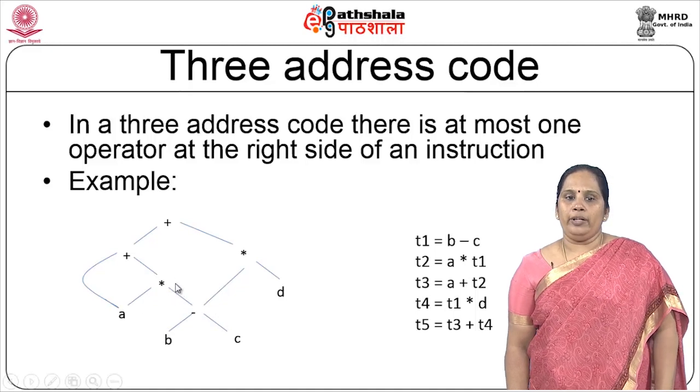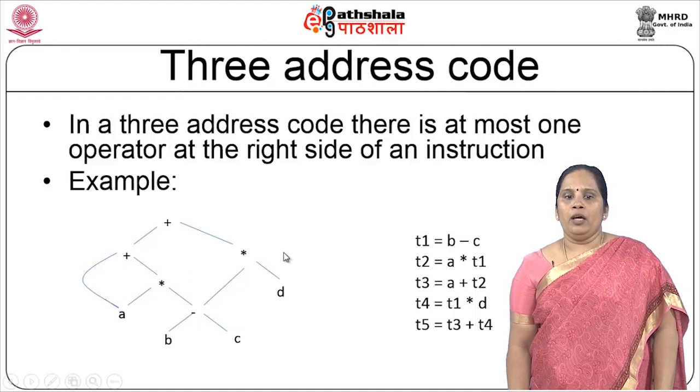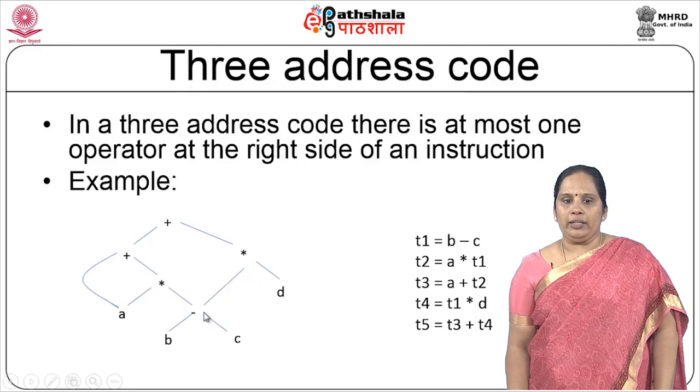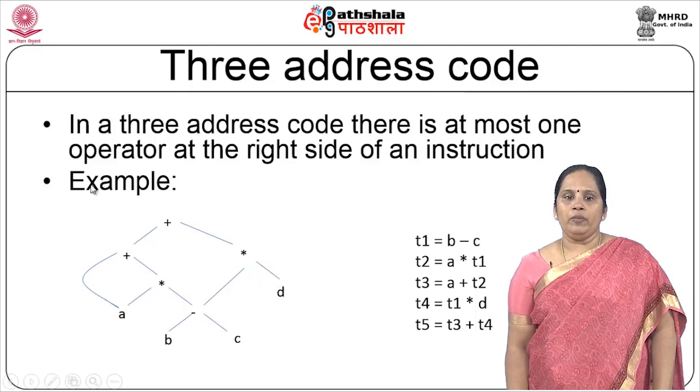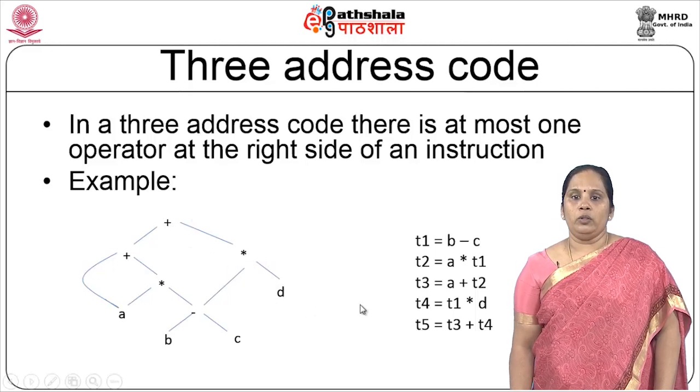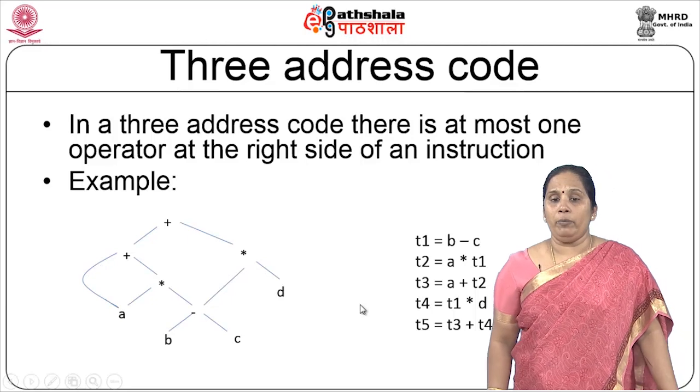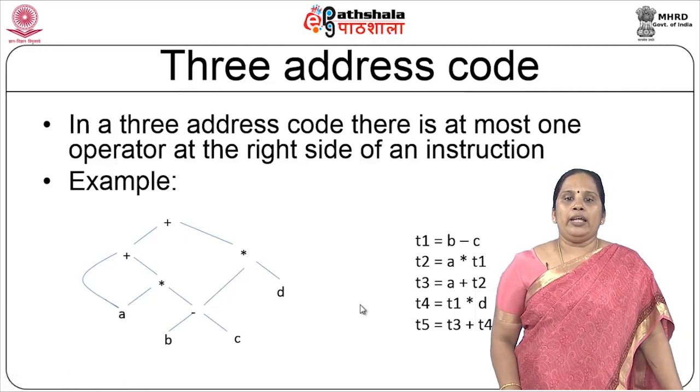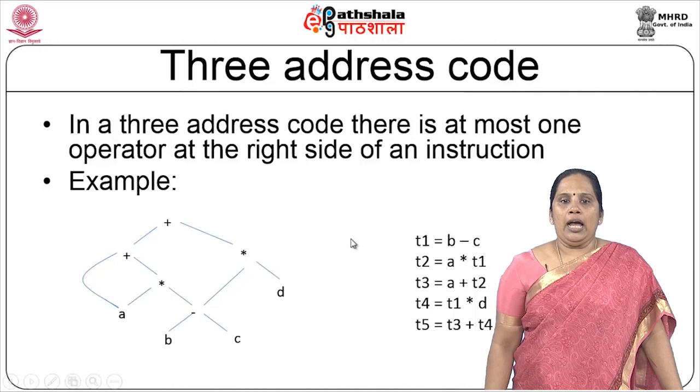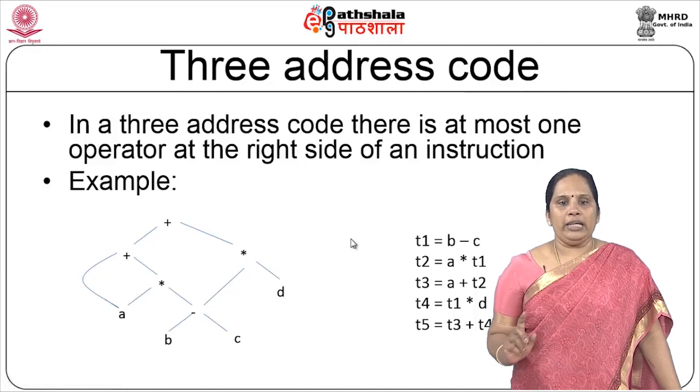So a into t1 is given to t2, and to compute this I can directly do it right away here, which is nothing but t3 is equal to a plus t2. And then t4 is nothing but t1 multiplied by d, and the last one is the root, which is t5, I am giving it a name, t3 plus t4. So this is an example of a 3-address code where you can have at most 3 operands and there can be only one operator on the RHS.